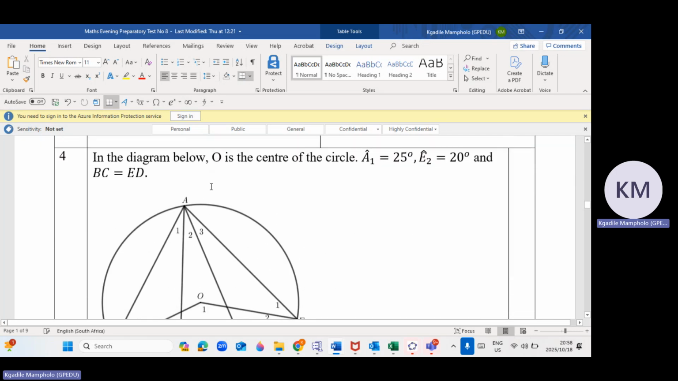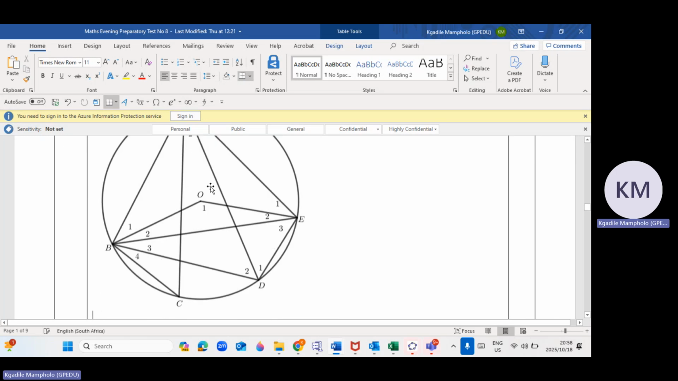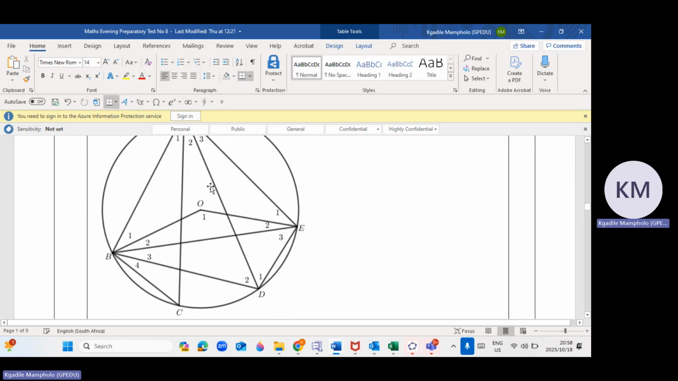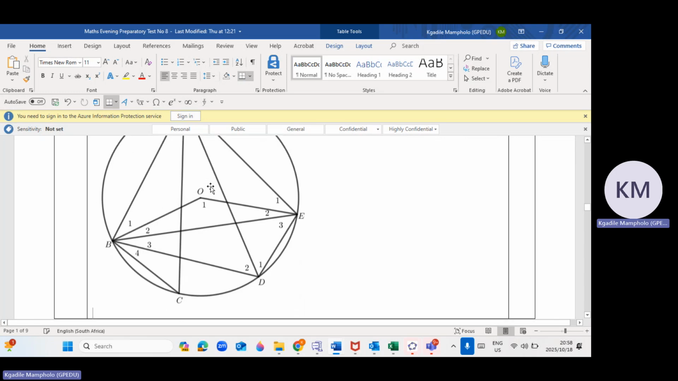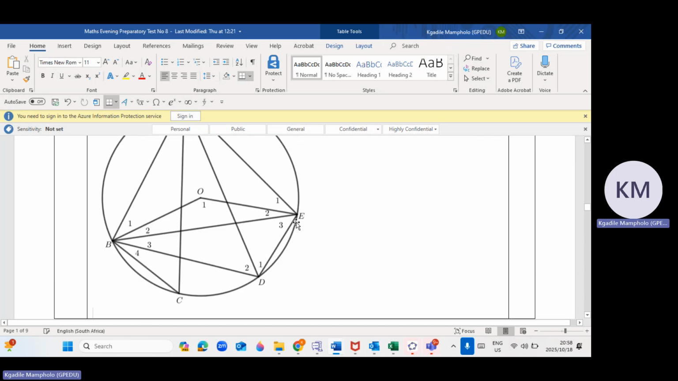Number 4. In the diagram below, O is the center of the circle, A1 is 25 degrees, E2 is equal to 20 degrees, and BC equals ED. First question, find the size of A3.